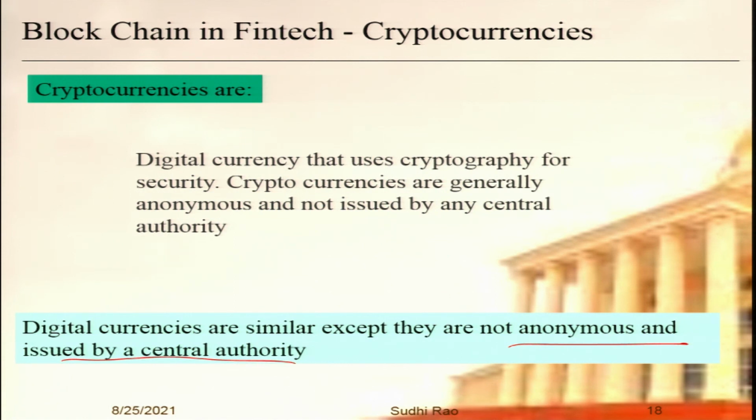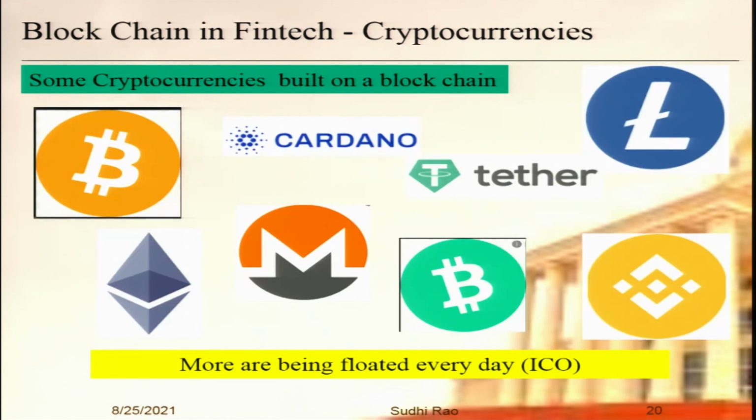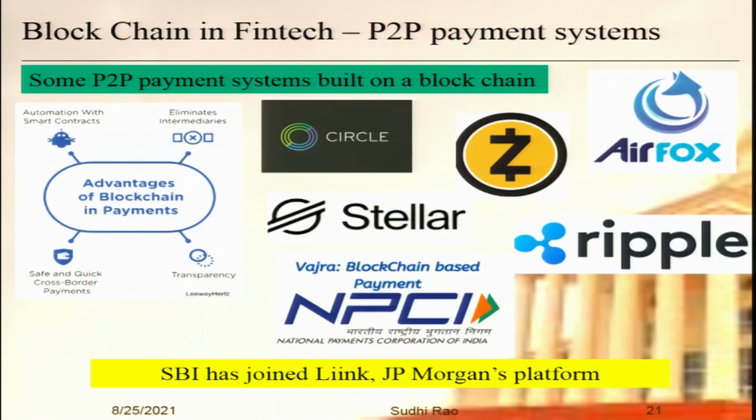JP Morgan Chase has issued its own JPM coin. China is trying to introduce its own cryptocurrency. They are actually digital currencies. They are not anonymous, they are not cryptocurrencies. Both are based on blockchains. This is about cryptocurrencies, I will skip that. Here is an example of various cryptocurrencies built on blockchain: Bitcoin, Ethereum, Cardano, Tether, Litecoin, Bitcoin Cash, various things like that, and more cryptocurrencies are coming up every day.